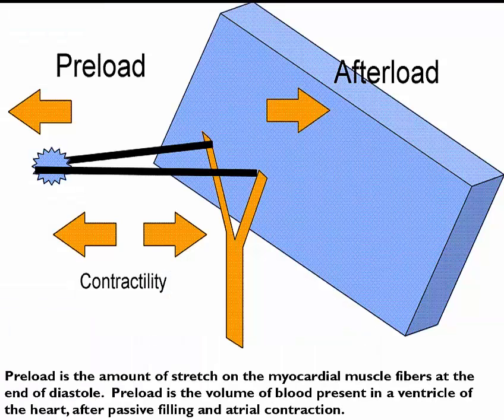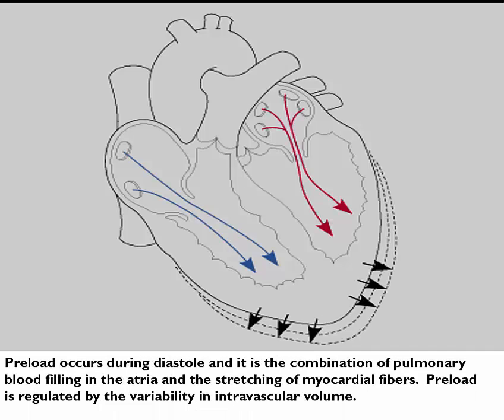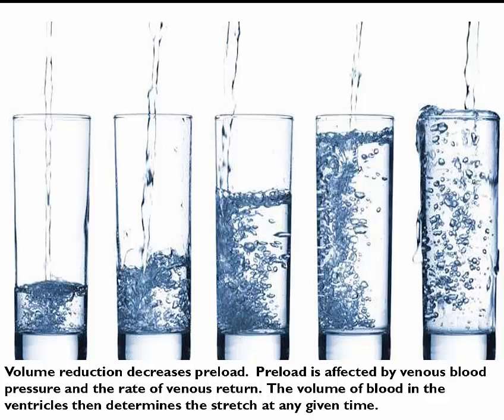Preload is the amount of stretch on the myocardial muscle fibers at the end of diastole. Preload is the volume of blood present in a ventricle of the heart after passive filling and atrial contraction. Preload occurs during diastole, and it is the combination of pulmonary blood filling in the atria and the stretching of myocardial fibers. Preload is regulated by the variability in intravascular volume. Volume reduction decreases preload, and preload is affected by venous blood pressure and the rate of venous return. The volume of blood in the ventricles then determines the stretch at any given time.